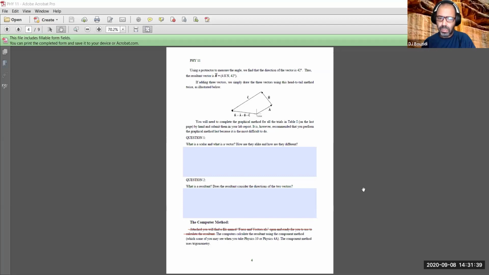Does the resultant consider direction? Yes, so it's not just the magnitude. Let's say an object is moving 5 miles per hour and something else is moving 5 miles per hour, and I want to add these two vectors. It matters which direction they are moving. The sum could be 10 if they are moving in the same direction, or 0 if they are moving in opposite directions, or anywhere between 0 and 10 if they have an angle between them. So the direction matters. That's basically the answer to that question.